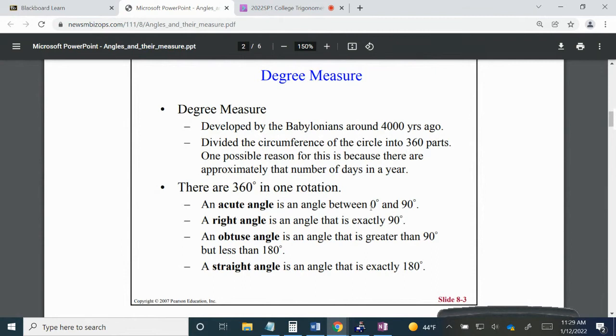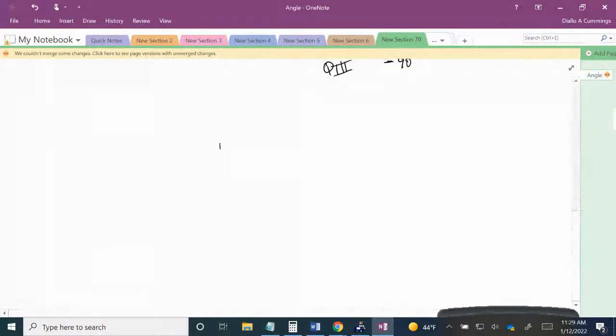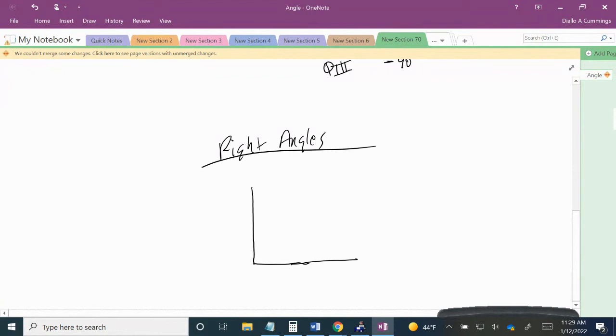An acute angle is an angle between 0 and 90 degrees. A right angle is an angle that is exactly 90 degrees. Normally, when you see right angles, all right angles will be accompanied by a box, and that's the mathematical symbol for 90 degrees. Right? So without the box, I wouldn't necessarily assume that it's a 90-degree angle.